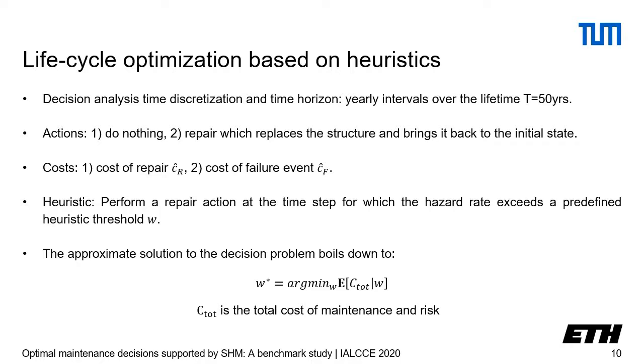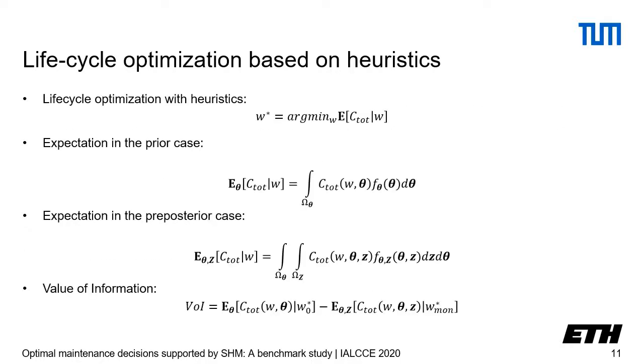The expectation operator that appears within the stochastic optimization problem differs between the prior and pre-posterior case. In the prior case, the expectation operates over the system state theta, which is the deterioration model parameters. This integral can be solved with Monte Carlo simulation. In the pre-posterior case, the expectation operates over both the system state theta and the sampled monitoring data z. This is computed by jointly sampling theta and z via a crude Monte Carlo simulation.